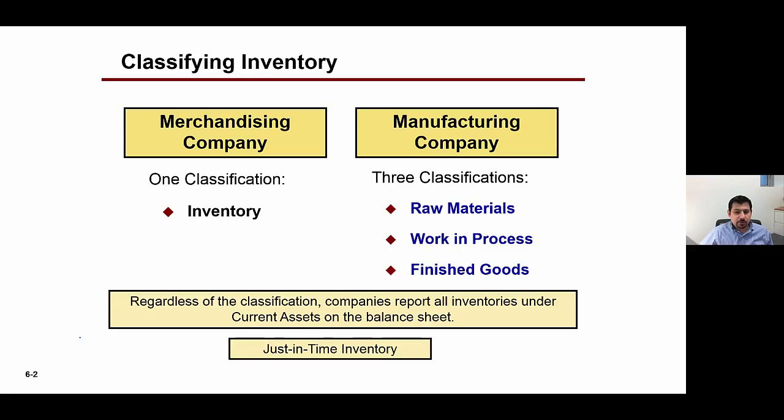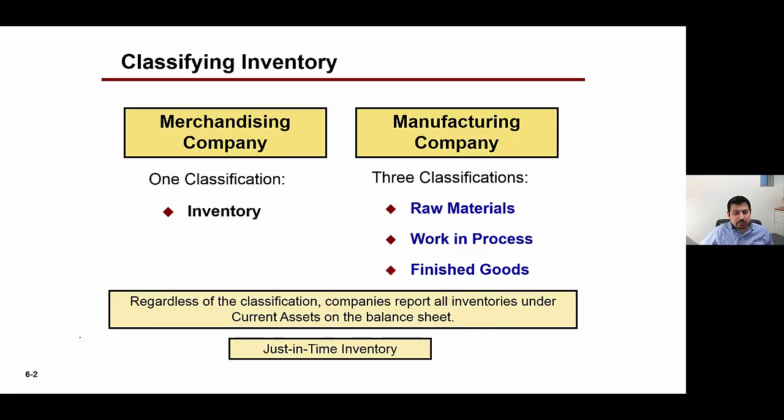Anyways, companies will report any kind of inventory they have under current assets on the balance sheet. In this chapter we'll focus on merchandising companies simply because it's simpler and it's just one kind of inventory. Plus, it is easier to visualize. However, whatever we will say about merchandising companies also applies to manufacturing companies.